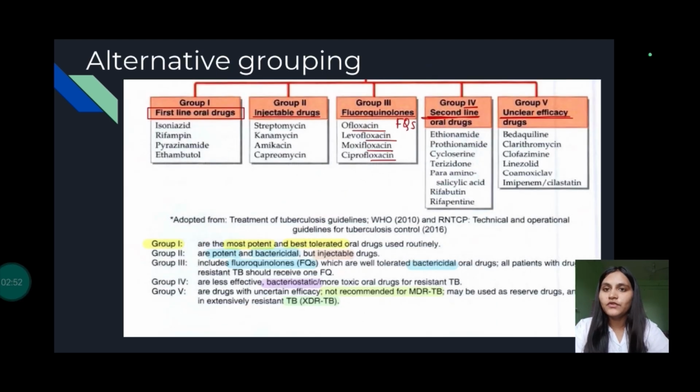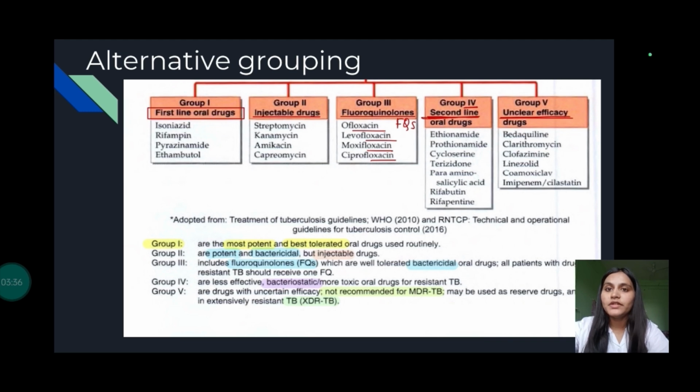The alternative grouping done for anti-tubercular drugs consists of 5 groups. The first-line oral drugs are the most potent and best tolerated drugs used in treatment. Thereby, every doctor attempts to give these drugs for the first course of treatment as soon as the patient comes. It consists of isoniazid, rifampin, pyrazinamide, ethambutol. Group 2 drugs are injectable drugs: streptomycin, kanamycin, amikacin, capreomycin. Group 3 are fluoroquinolones: ofloxacin, levofloxacin, moxifloxacin, and ciprofloxacin. Group 4 are second-line oral drugs: ethionamide, prothionamide, cycloserine, terizidone, PAS, rifabutin, rifapentine.